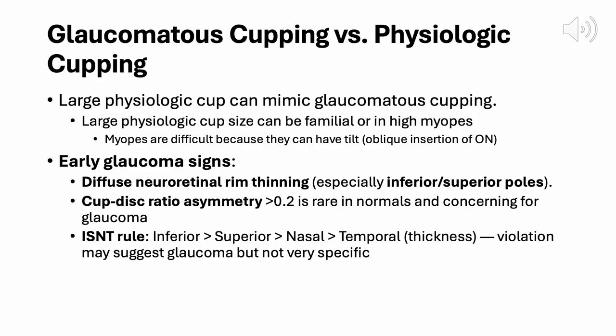When evaluating for glaucoma, look for early signs like diffuse thinning of the neuroretinal rim. This is especially critical at the inferior and superior poles. Asymmetry in the cup-to-disc ratio greater than 0.2 between the two eyes is rare in normals and should raise suspicion. Also, keep the ISNT rule in mind. Normally, the rim thickness follows the pattern inferior greater than superior, which is greater than nasal, which is greater than temporal. If this pattern is violated, it may suggest glaucoma, although the rule isn't very specific.